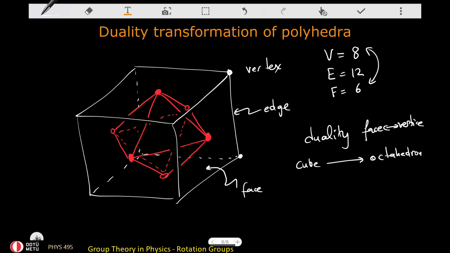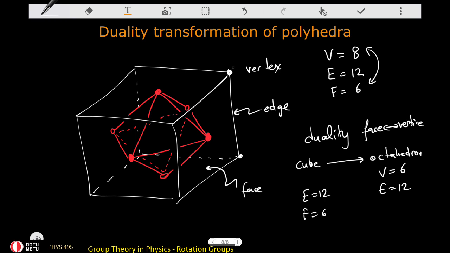So when it does this, of course, each face is replaced by a vertex. So every face of the cube is a vertex of the octahedron. So the octahedron should have 6 vertices, which basically correspond to the 6 faces of the cube. And each edge, of course, is somehow replaced with an edge. So therefore, the octahedron should have 12 edges.